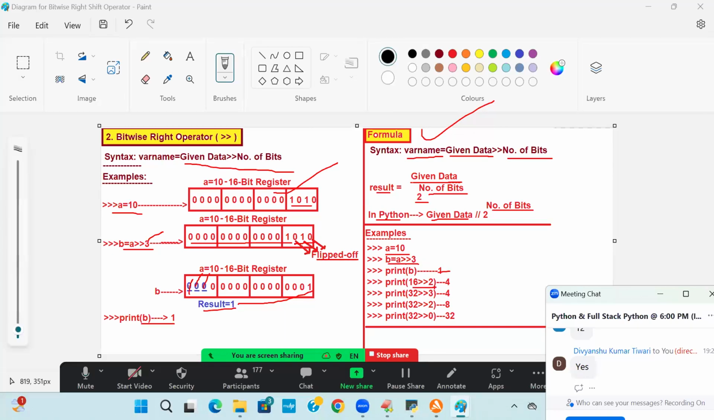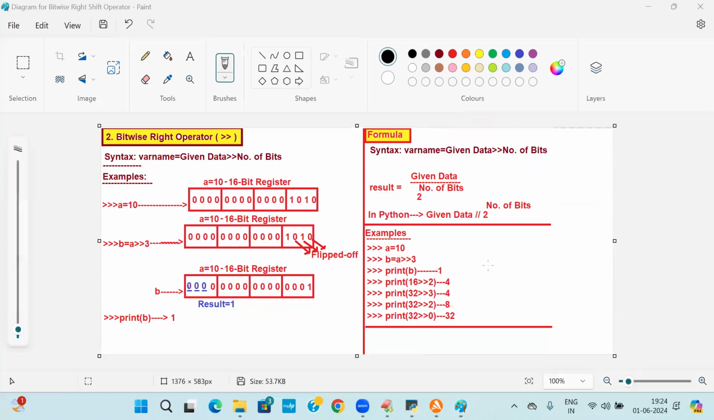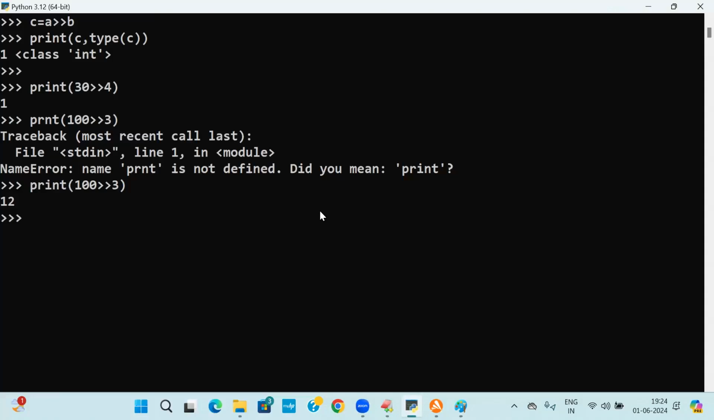16 double greater than 2. 16 by what? 2 squared. 16 by 4 is what? 4. 4 is the answer. Like that, you can practice. Are you able to follow? Is that difficult? Easy. So I'm going to move further. Are you able to understand, students?